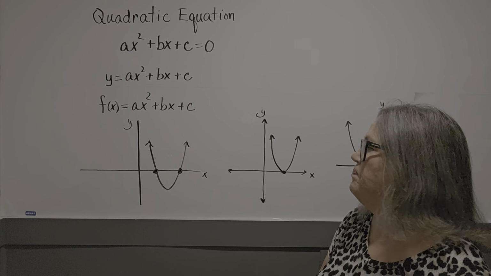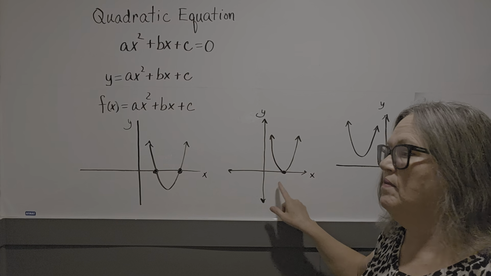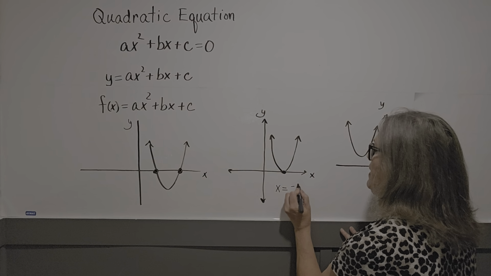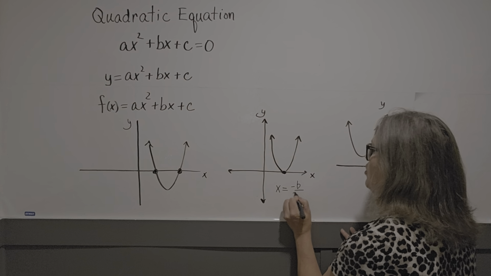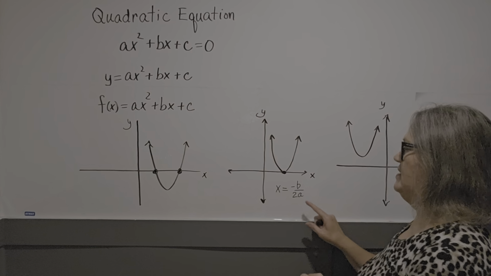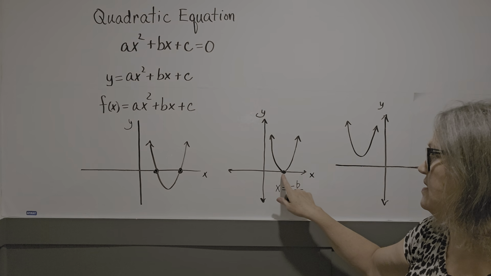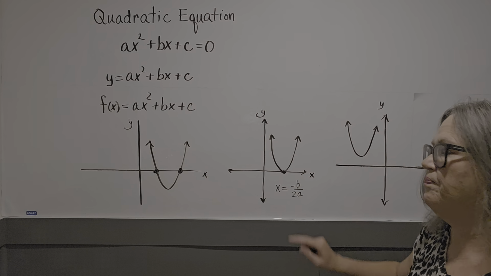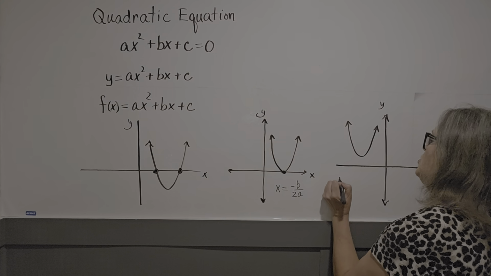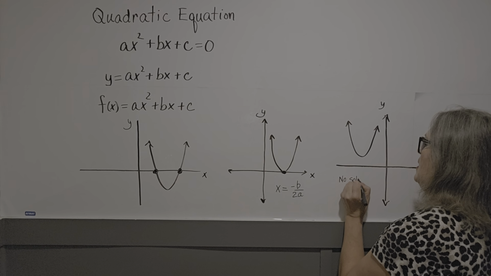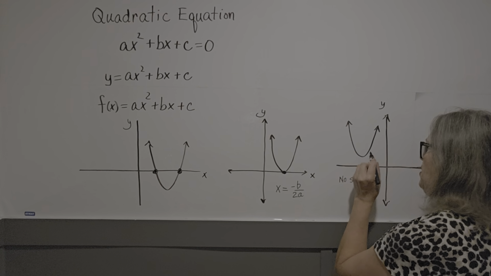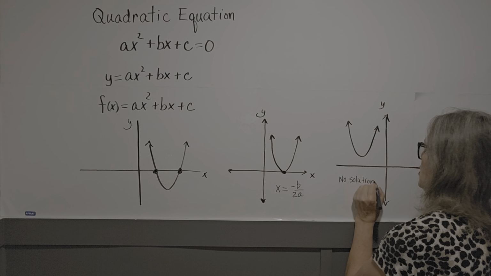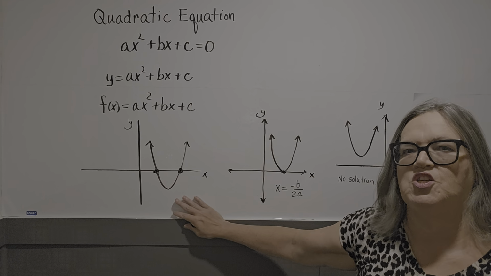There are either 2 of them, there might be 1. In this particular case, we know from the vertex formula that x would be minus b over 2a. That is the formula for the vertex, and so if y is 0, x is equal to that in this particular situation. And here, there would be no solutions, because there is no x value that when you plug it in gives you y equals 0. So no solution. And I'll talk about this situation in a future video.